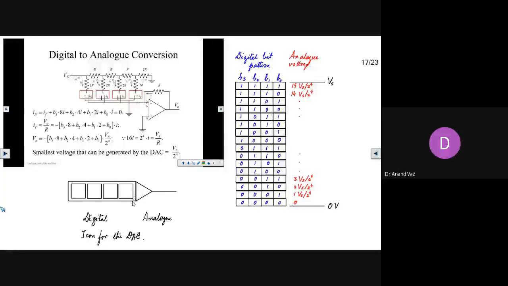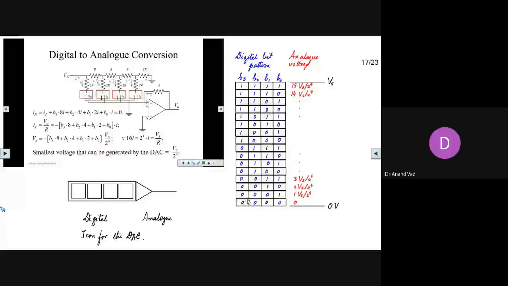We also represent this digital domain using these boxes. It is just an icon. It doesn't mean that there are only 4 bits here. In general, it could be 4 bits, 8 bits, 12 bits, 16 bits, and so on. But this icon says that here you have the digital domain and here you have the analog domain. So it's a digital to analog converter. So this is the symbol we will use for the digital to analog converter.